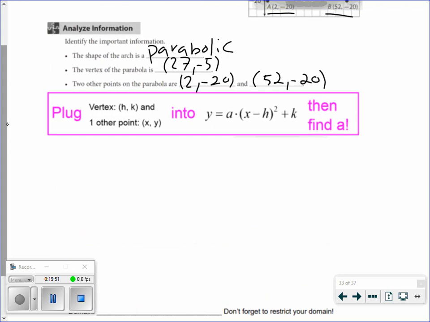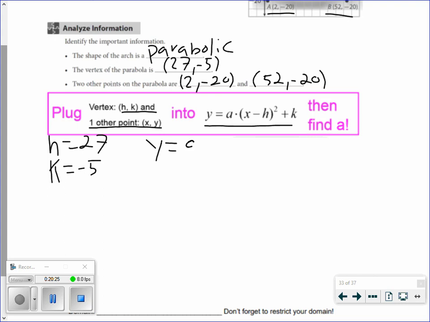All right, so what this box right here in pink says is that we're going to plug the vertex (h, k) and one other point (x, y) into this function right here, and we're going to solve for a. We'll go through this step by step. First thing we need to do is figure out our h and k. Remember, our h and k is our vertex. I showed that to you earlier in the video. Our vertex is (h, k), which makes our h 27 and our k -5.